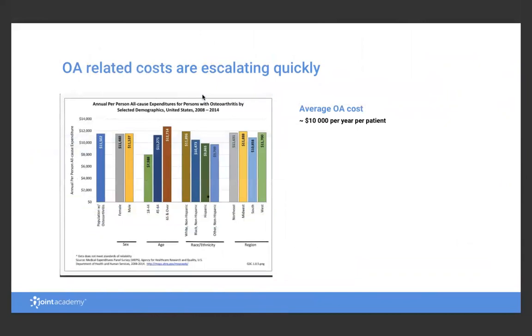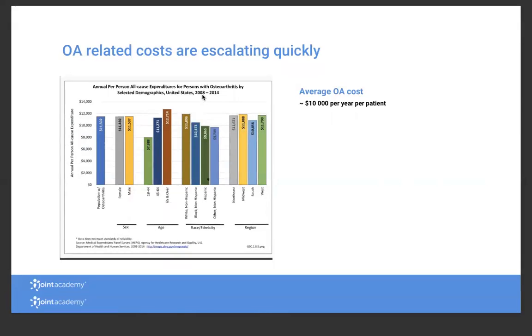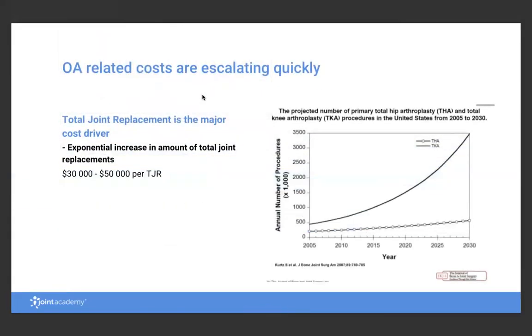The annual cost for someone that has osteoarthritis is about $10,000 per year. For the Medicare age, so the 65 or older, it's about $13,000 per year, and that's rivaling other disease processes such as cardiovascular and diabetes. The surprising part was the under 65-year-old osteoarthritis cost is also very high. And the biggest driver of osteoarthritis costs is total joint replacements.